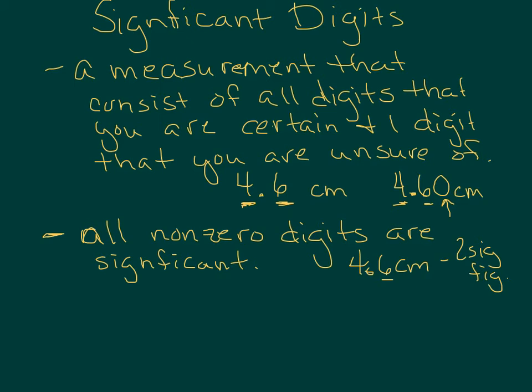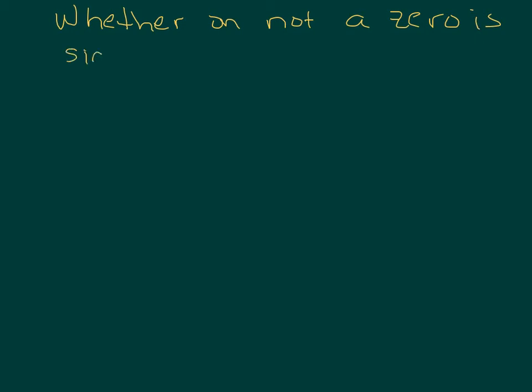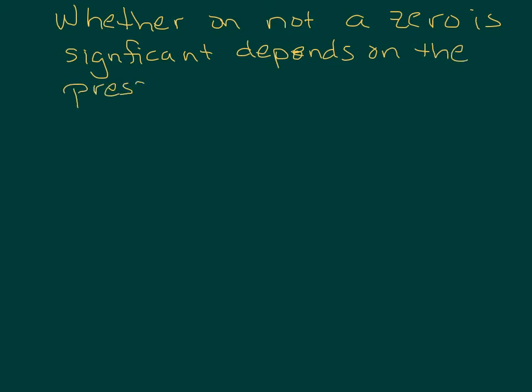The problem comes in zeros. Whether or not a 0 is significant depends on the presence of a decimal. Whether or not there is a decimal.